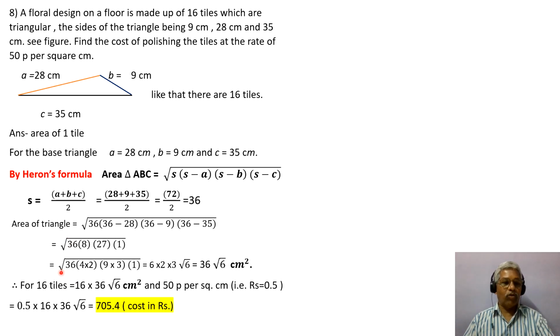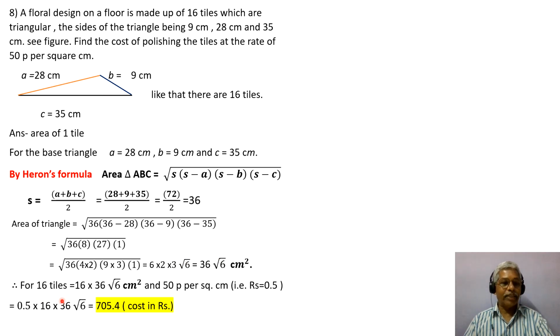This equals root of 36 into, we are splitting 8 as 4 into 2, and 27 as 9 into 3 into 1. So this is 6, this is 2, this is 3, and under the root sign we are left with root 6. So that is 12 into 3 is 36 root 6 centimeters square. This is the area of one tile.